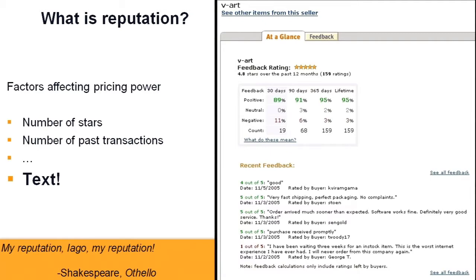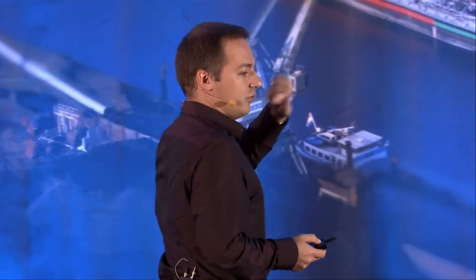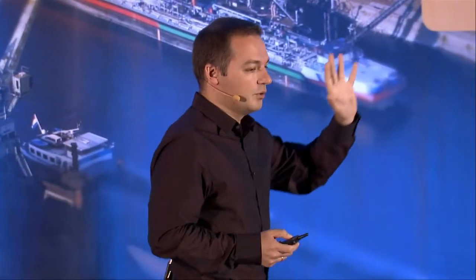Or this is the worst. I have been waiting for three items for this item. This is the worst internet experience I have ever had. I will never order from this merchant again. So people use text to express their opinions and to rate the seller across multiple dimensions. How good they are in shipping, how good they are in packaging, how good they are in handling complaints, and so on.